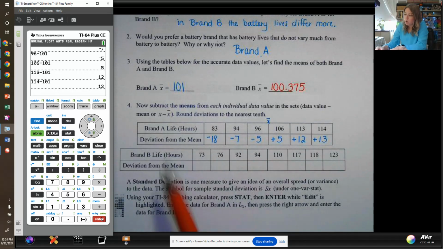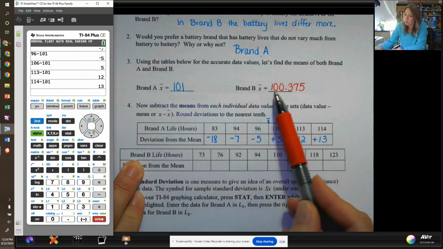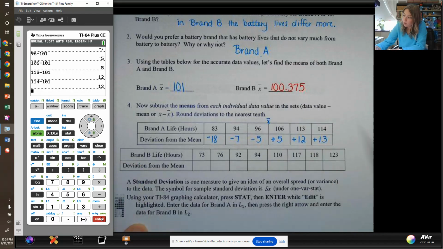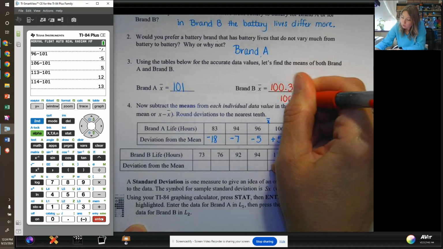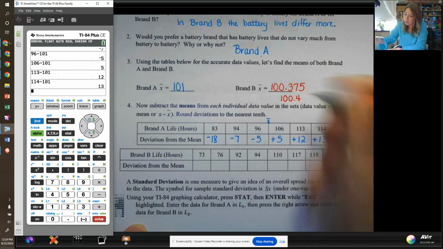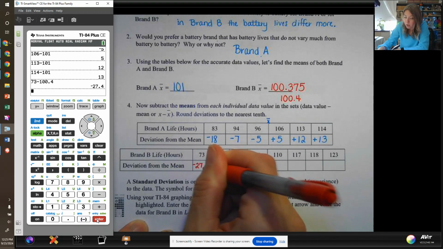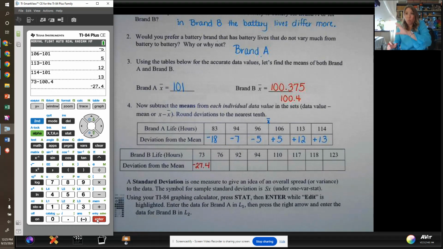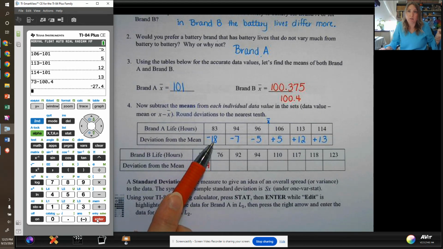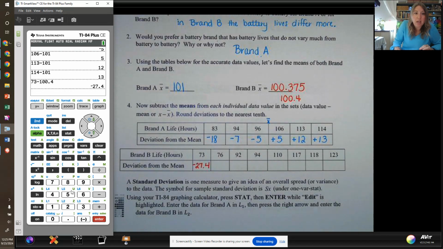Well, now let's do the same with battery brand B, but let's just use 100.4. Okay, so let's actually use the value 100.4 as our mean. So it'll be a little bit easier to fit that in here. So 73 minus 100.4 is negative 27.4. Right off the bat, we already have one deviation from the mean that is way bigger than this deviation from the mean up here. So we can see that we had more of a range of our data in battery brand B right away.